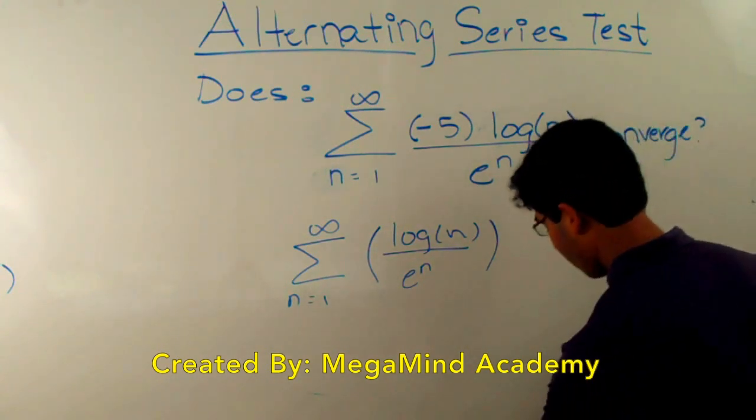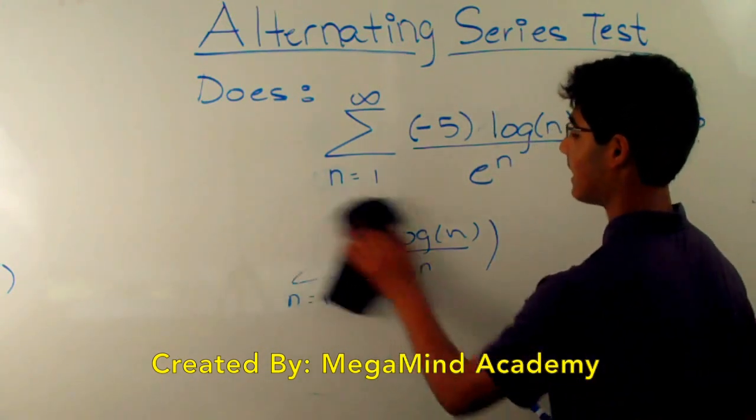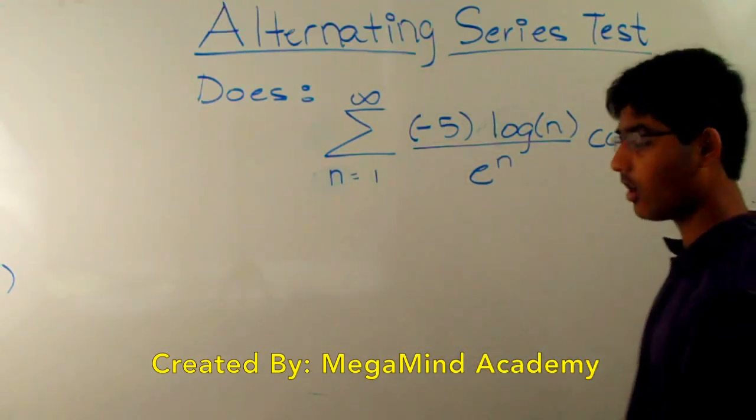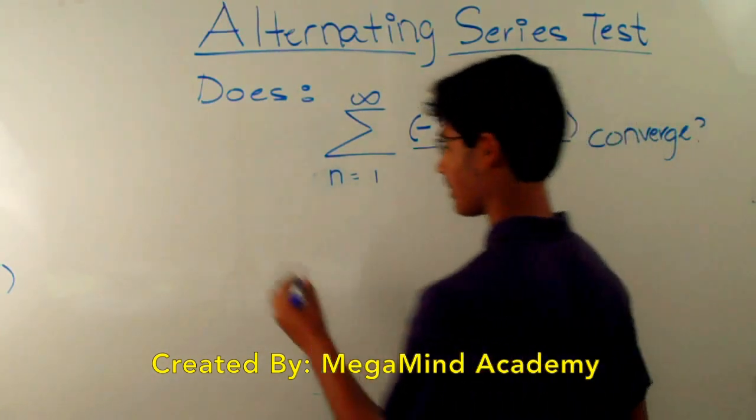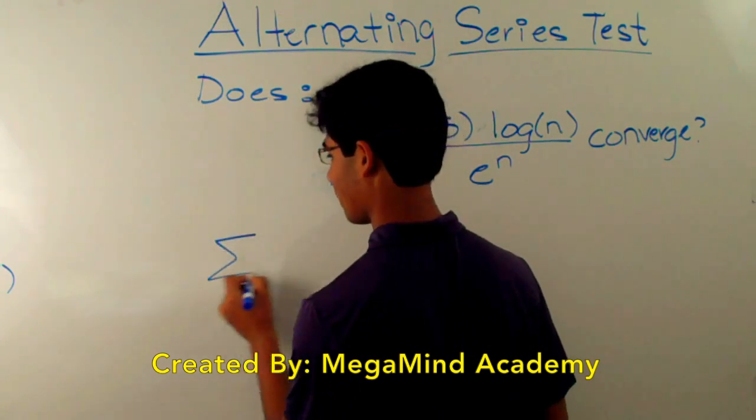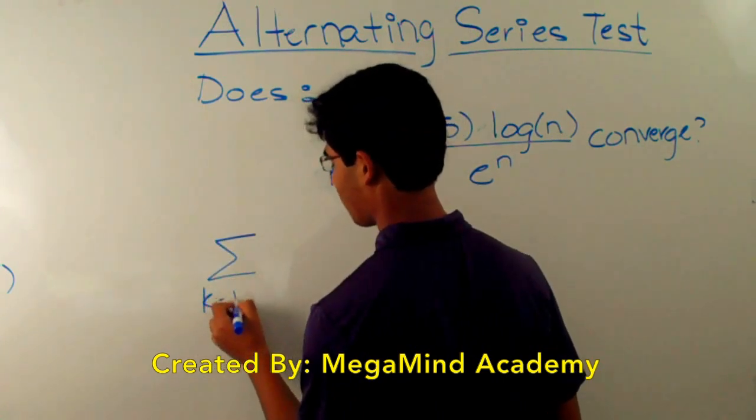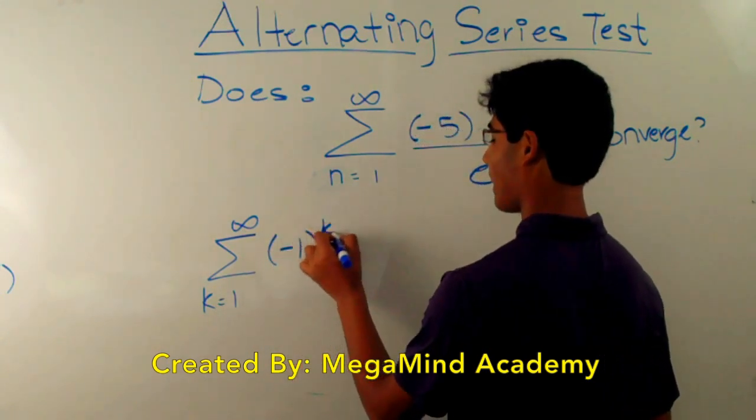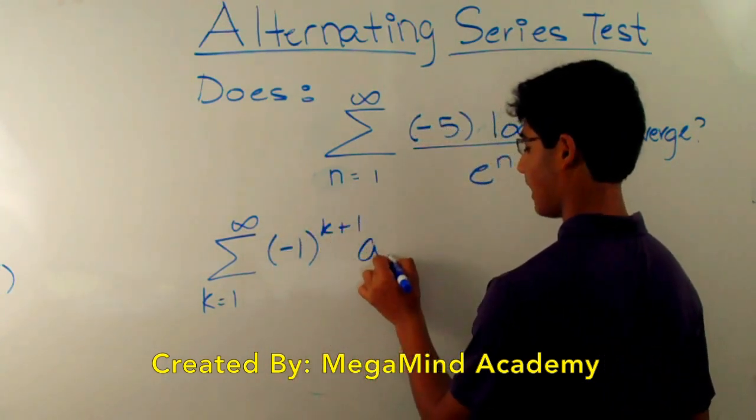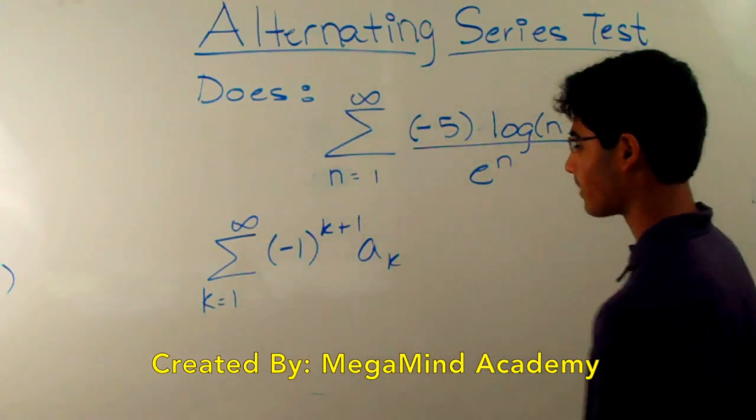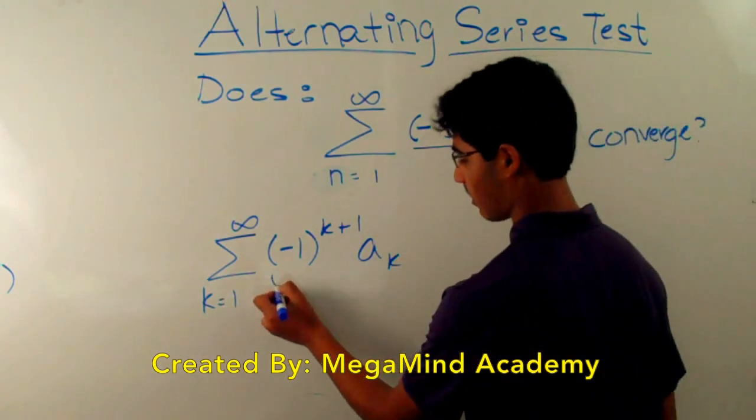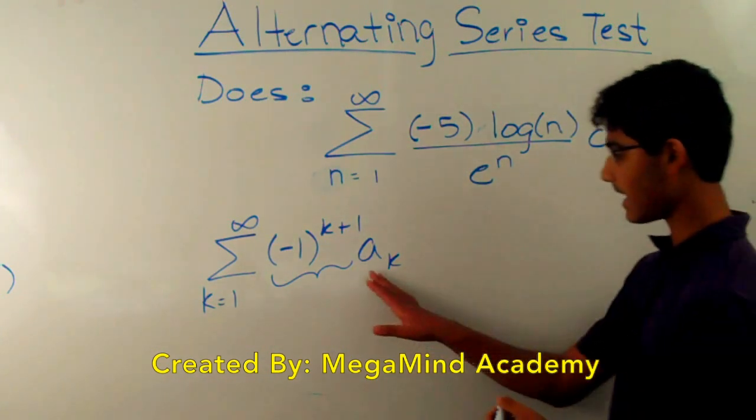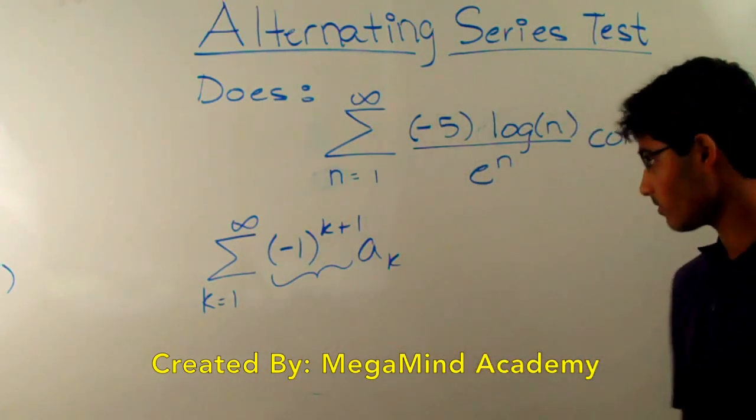However, if we have an alternating series, then it is sufficient to say that it is convergent. An alternating series has the form: the series from k equals 1 to infinity of -1 to the power of k plus 1 times a sub k. This part is what makes it alternating, so it alternates between negative and positive. And this is the actual sequence.